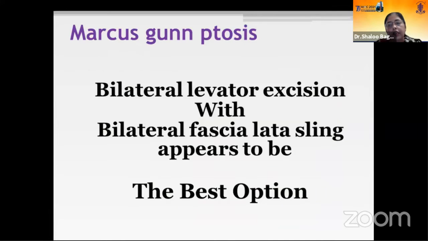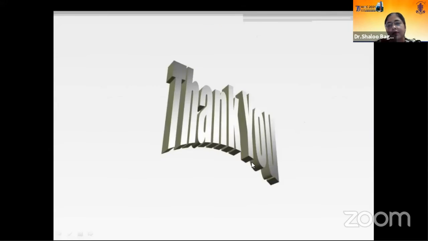So just to conclude, if the family doesn't want a bilateral surgery, unilateral levator excision with unilateral sling gives a good result, but there are some limitations. However, bilateral levator excision with bilateral facial artery sling is the treatment of choice in these cases. Thank you.